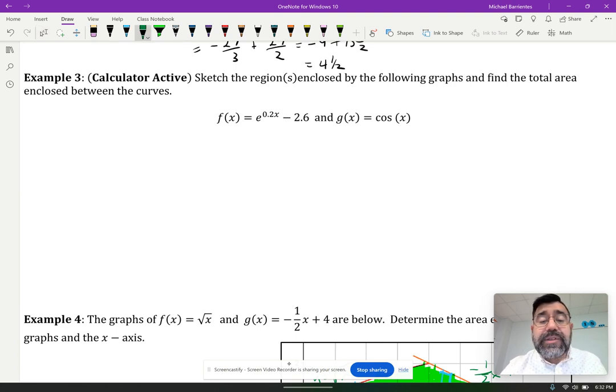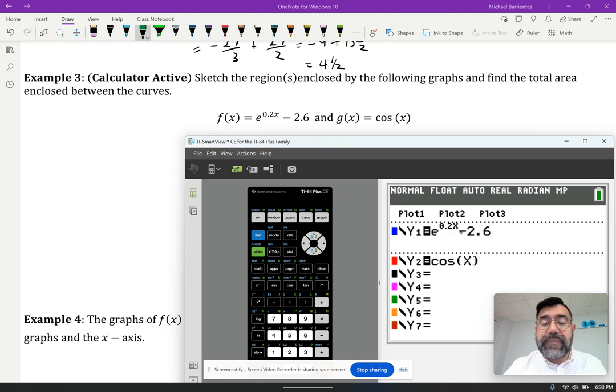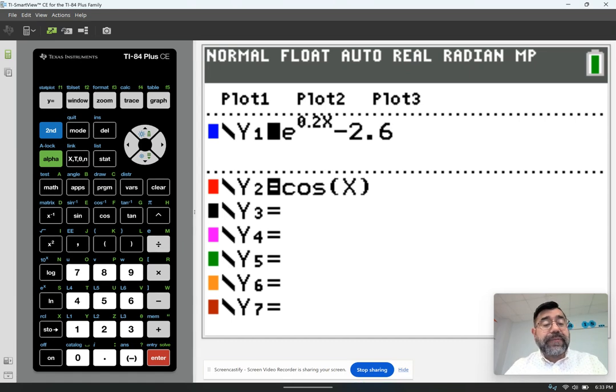Can you sketch the regions enclosed by the following graphs and then find the total area enclosed between the curves? Sketch the region and then find the total area enclosed between the curves. Okay, so I guess I need to graph this and this. I've already preloaded these into my calculator. I believe I have them in correctly. I do. And so I'm going to go to my grapher.